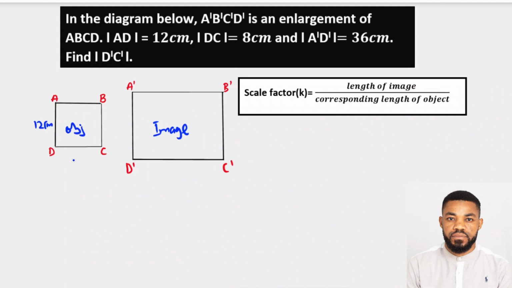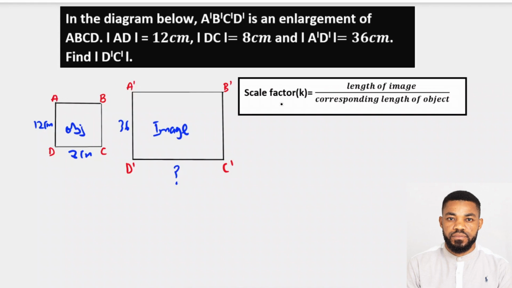DC is 8 centimeters. And A1D1 is 36. A1D1 is the side of the image, so that's going to be 36. And we have to find D1C1. So you're looking for this side. That is the side that we are looking for.